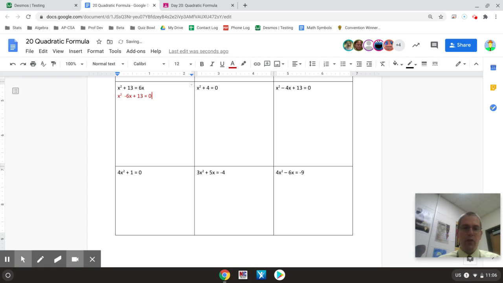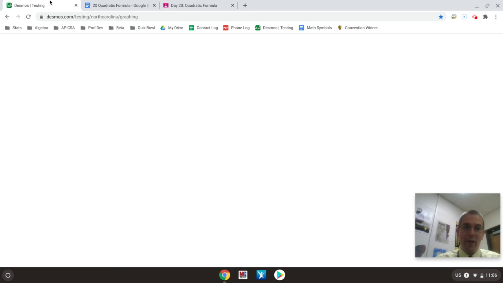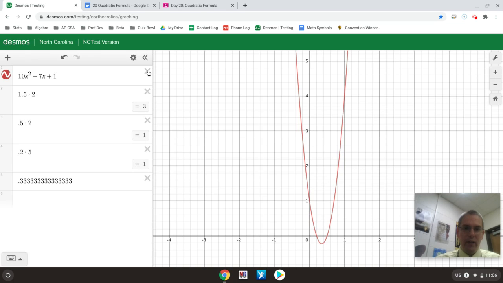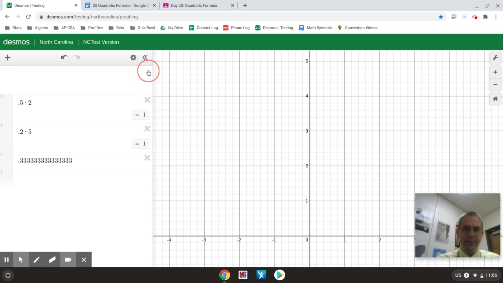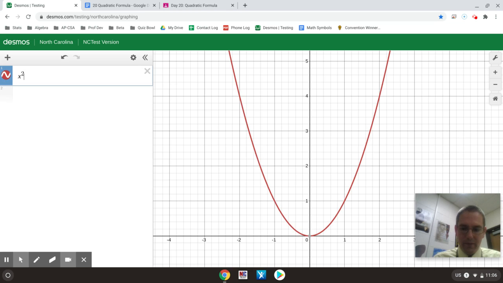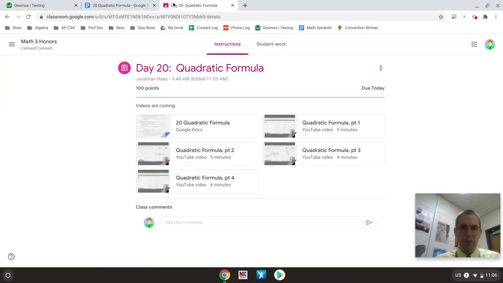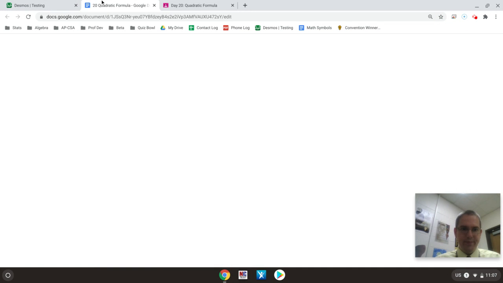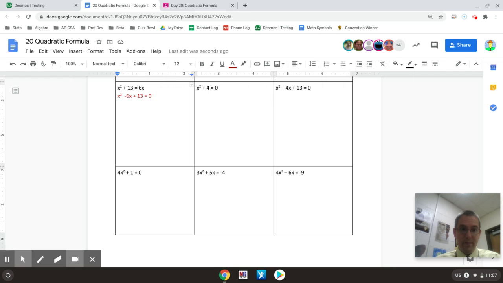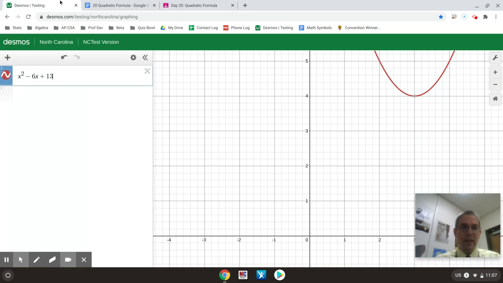If I was going to try to graph it, I can go to Desmos. We might have some stuff there I need to clear out real quick. And when I type it in, I will, of course, have my x squared. I believe it was a minus 6x plus 13. Let me double check. Yes. So this one comes nowhere close to hitting your axis.